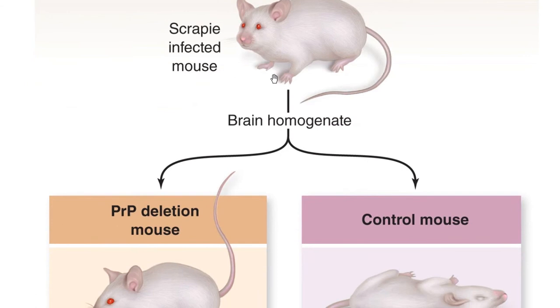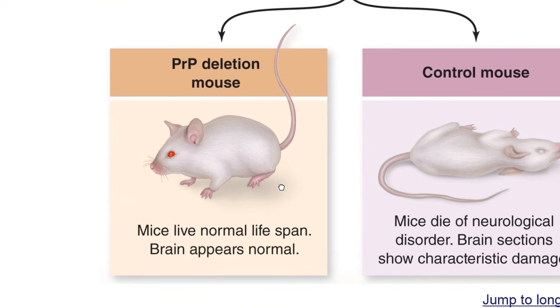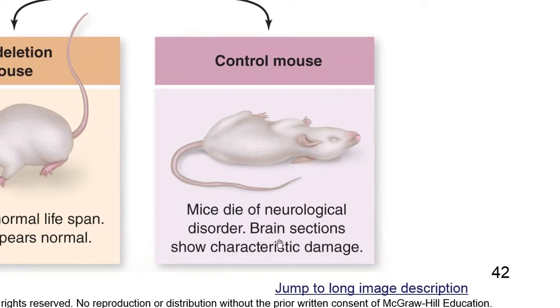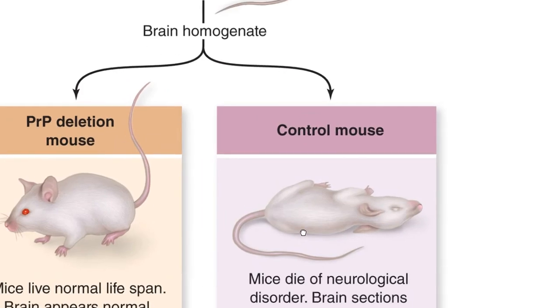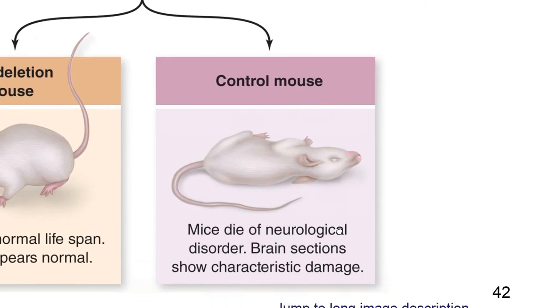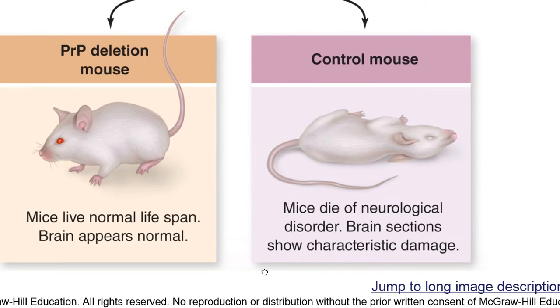Its brain was homogenized and transferred into a PrP deletion mouse. The mice live a normal lifespan and the brain appears normal. On the other hand, the control mice that do not have the deletion of PrP, when injected with the infected mouse proteins, die of neurological disorders because the PrP converted into PrPSc, and the brain section shows the characteristic damage.